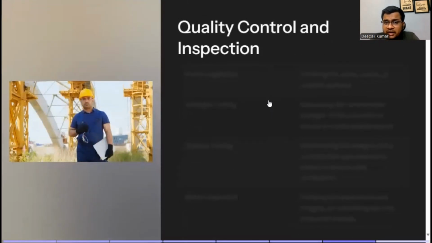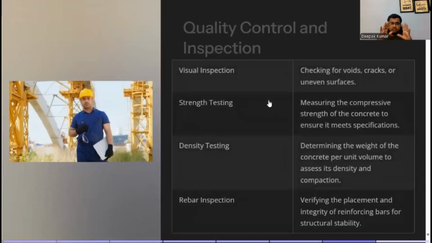Now the quality control and inspection. Here are some of the quality control and inspection methods: basically visual inspection, strength testing, density testing, and rebar inspection, which we also use during the pouring. The visual inspection is basically checking for voids, cracks, and noisy areas. During strength testing, basically we measure the compressive strength of the concrete against the specification. And density testing is basically determining the weight of the concrete per unit volume to assess the compaction.